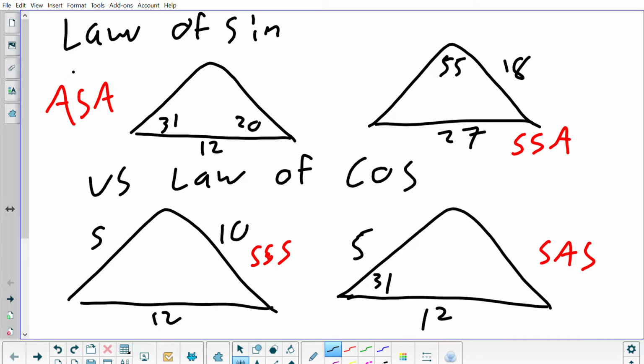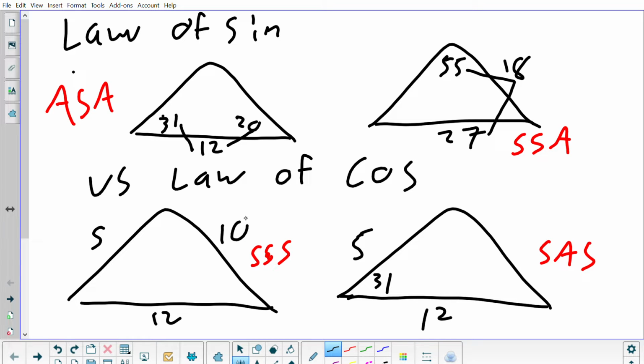Hey guys, we're going to talk about the law of cosines today. So I wanted to review law of sines. Law of sines is super good if we have an angle, then a side, then an angle. It's also good if we have a side, angle. But we can't use it for anything other than those two examples.